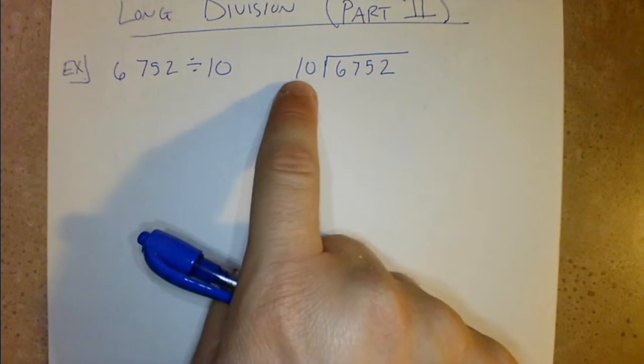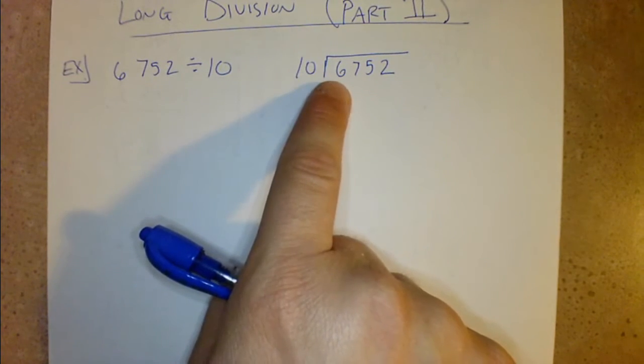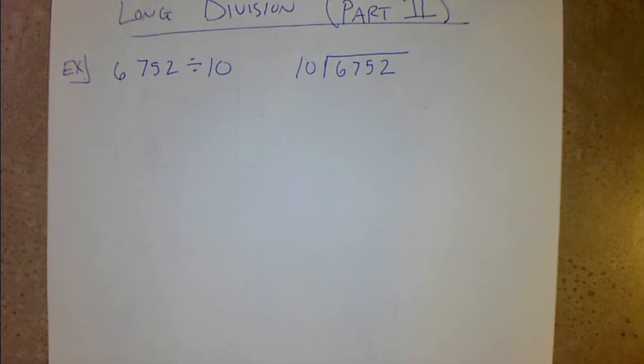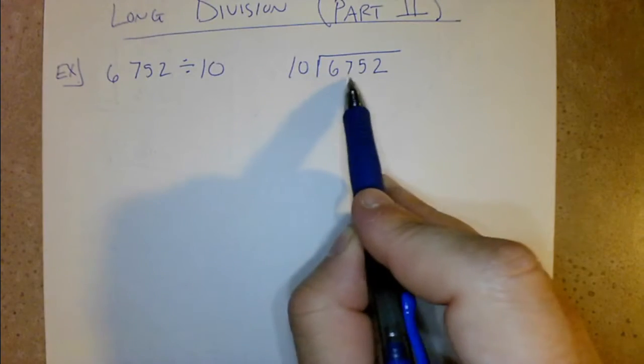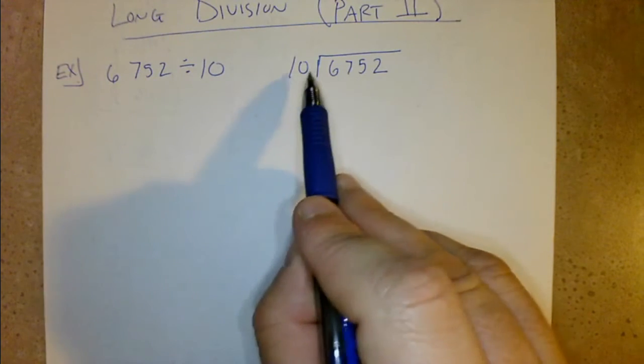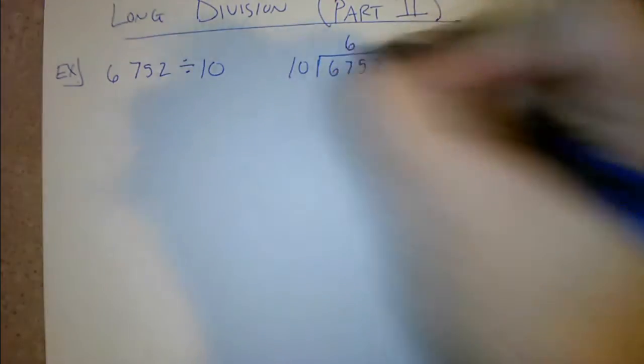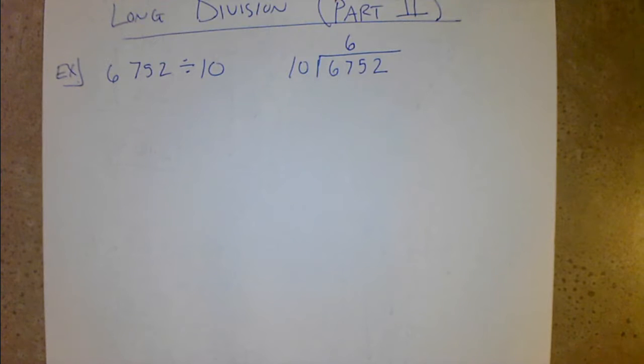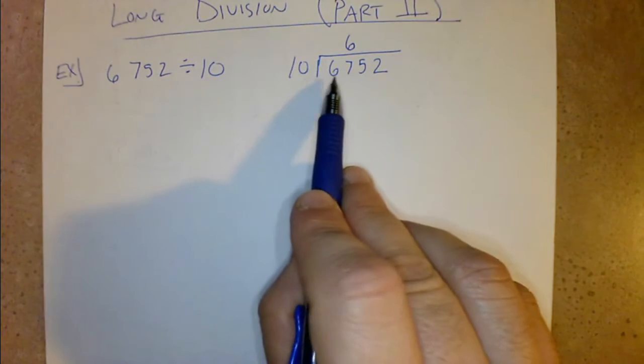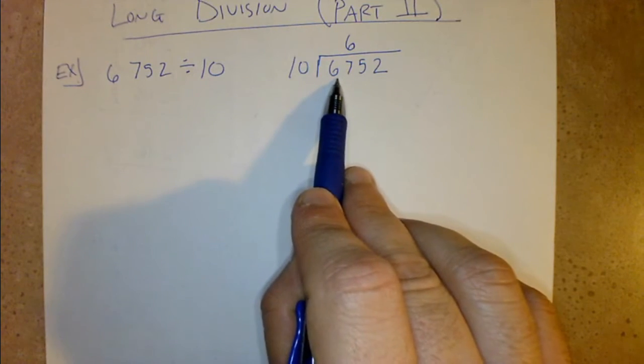We ask ourselves, how many times does 10 go into 6? And of course, 10 does not go into 6. And so we move over and add another digit here. How many times does 10 go into 67? Hey, 6 times. 7's too big, that would be 70. 5 is too small, right, because that would be 50, and there would be 17 left over, right?